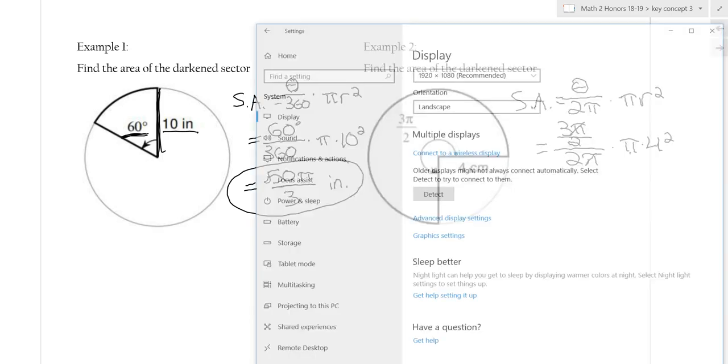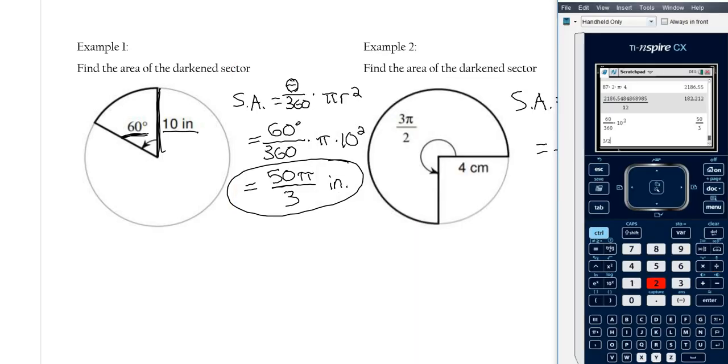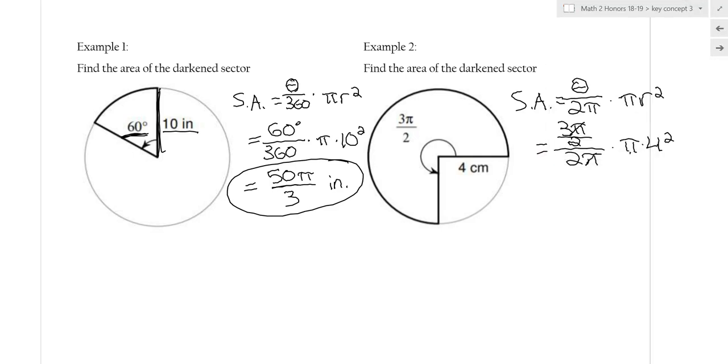So then I don't have to worry about typing it in my calculator. So we have 3 divided by 2 divided by 2, right, that's the 3/2 divided by 2, times 4 squared. We get 12. So for this one we have 12 pi, and this is in centimeters squared. It's area. So the first is 50 pi over 3 inches squared, and this one's 12 pi centimeters squared. Okay, so that's our basic solving of the sector area.